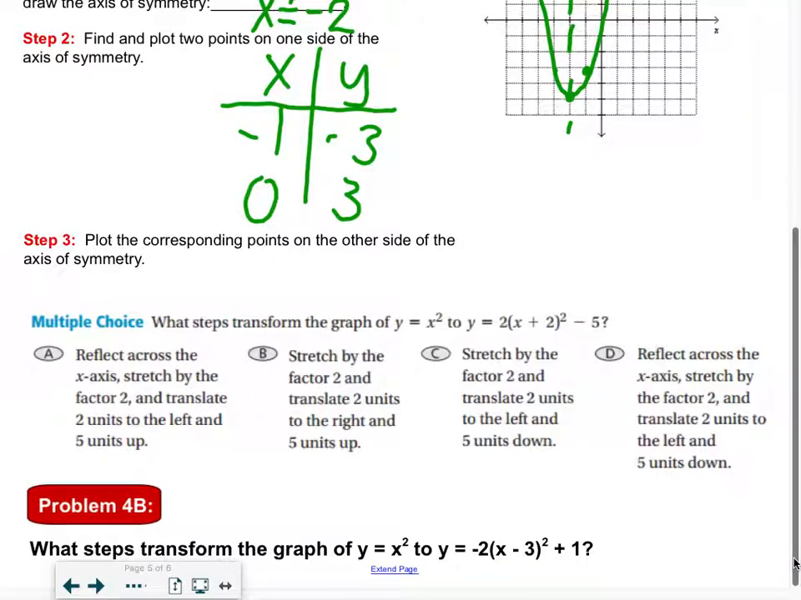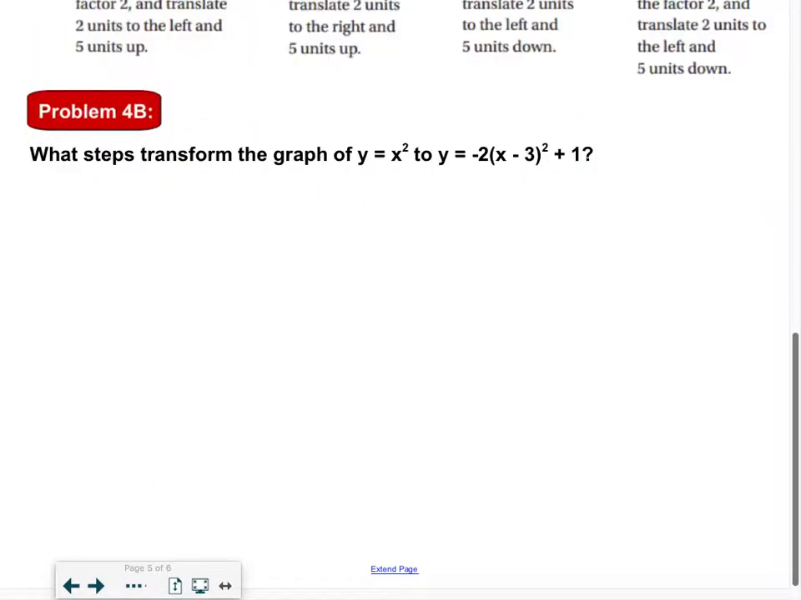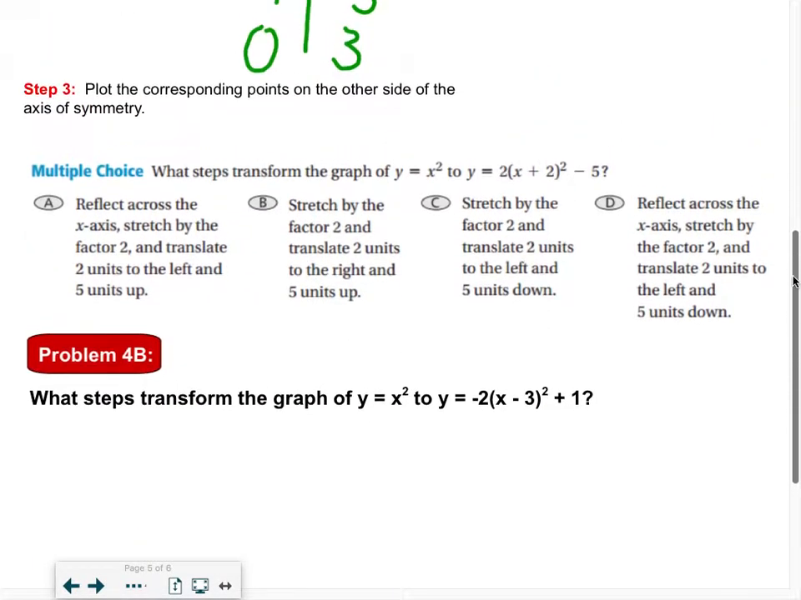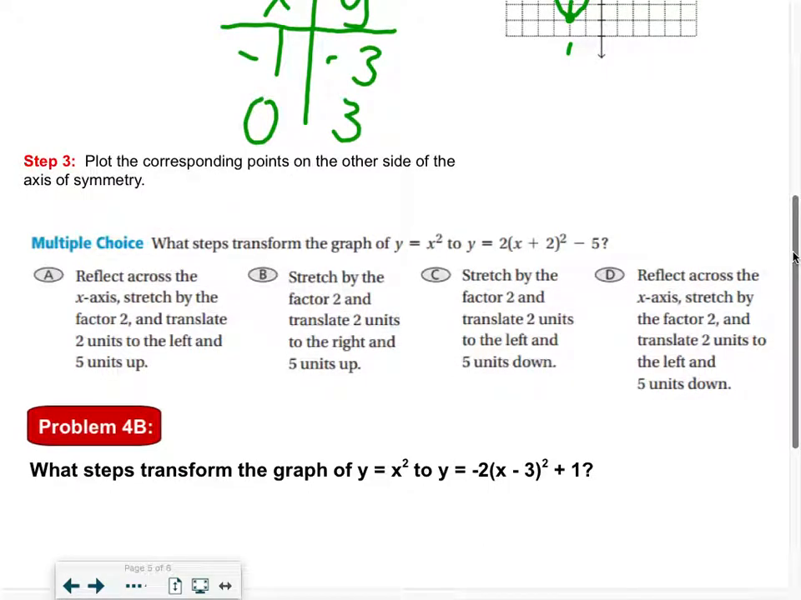Next thing we got is this equation: 2 times parentheses x plus 2 squared minus 5. Do I have a negative out front? No. So do I reflect over the x-axis? No. What does the 2 mean? Which one? This 2. Means it stretches, right? Yep, stretch by 2. Good.